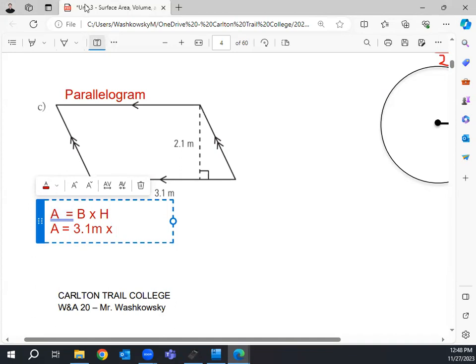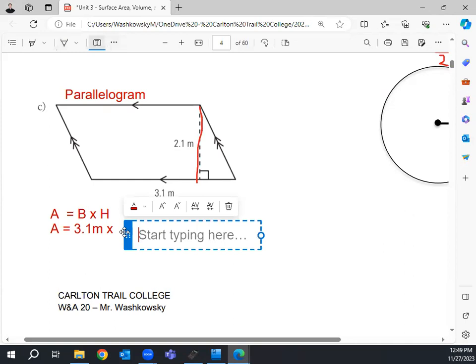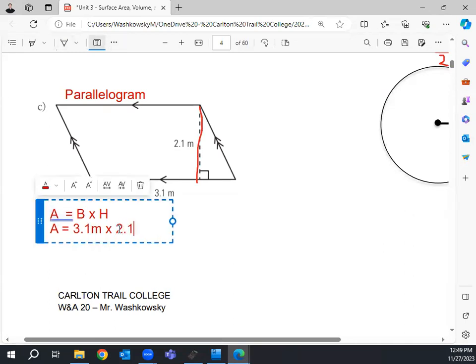Now my height, and just like the triangle, I care about the line that goes straight up. I do not care about what I'm highlighting in red right now. This is not the height. It needs to go straight up, purely vertically up. Which is why 2.1, this little line going down, that is the height. Again, a really common mistake to make. So 2.1 meters, and all I do is plug that in.